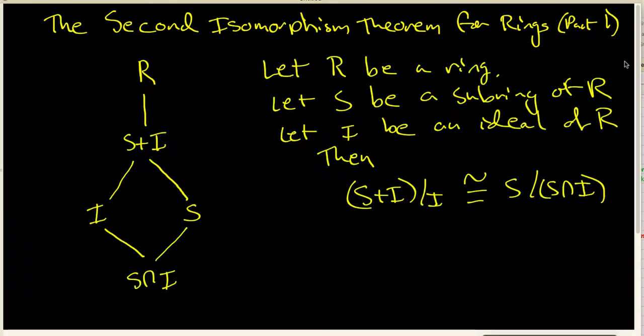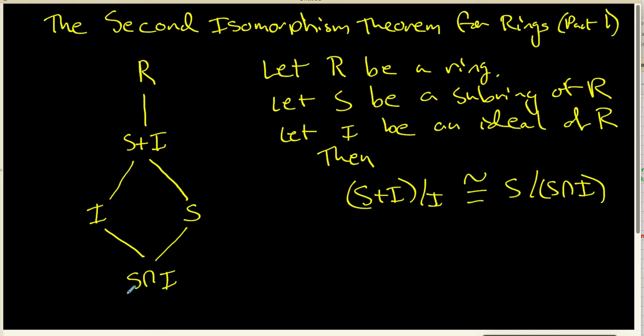isomorphism theorem for rings. The second isomorphism theorem for rings says that if we let R be a ring, and S is a subring of R, and I is an ideal of R, then this particular quotient group and this particular quotient group are isomorphic to each other. Now, this is a pretty dense statement, and in the preamble, what we've been doing is working on the pieces of this statement.